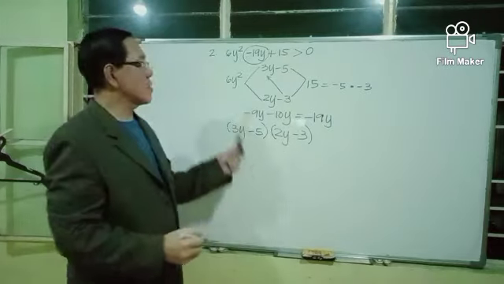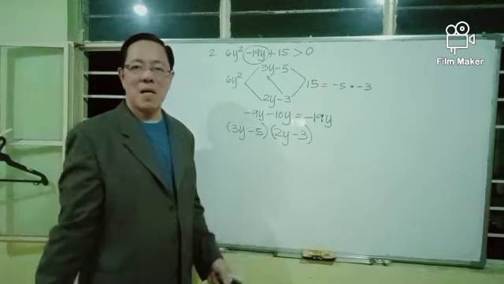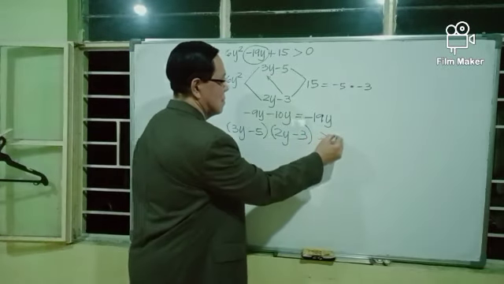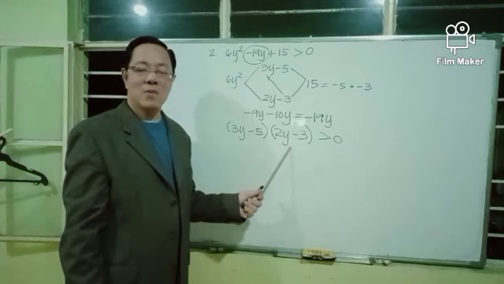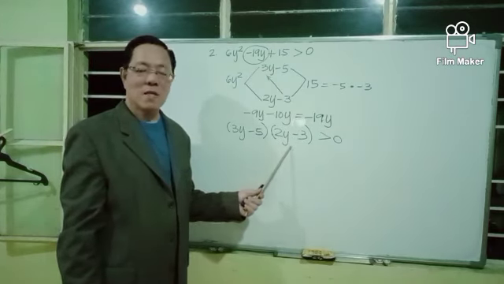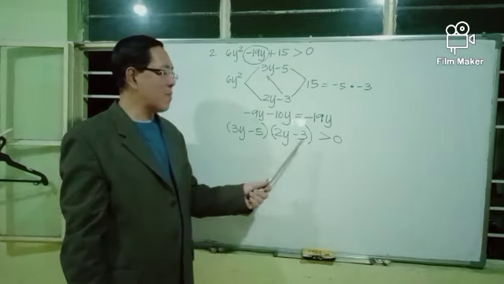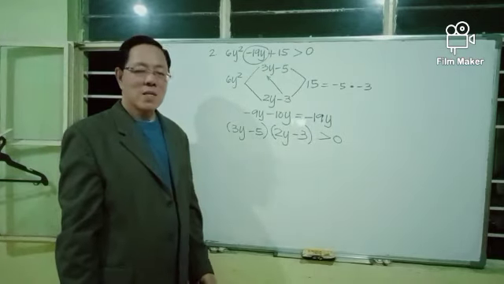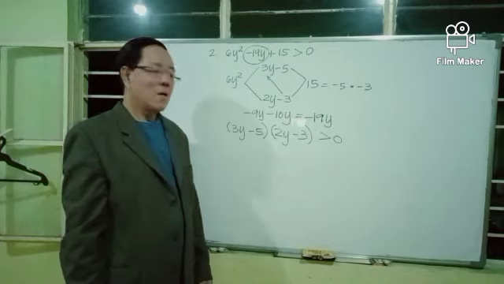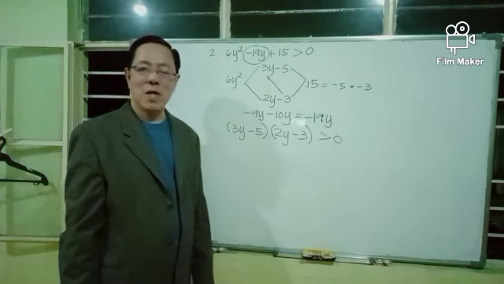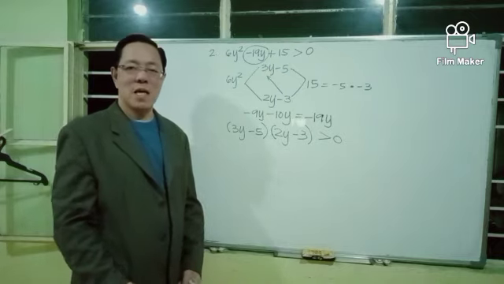And their product, which is equal to this quadratic expression, must be greater than 0 or positive. It is in this product that we would now consider two cases, because the product of two factors or two real numbers can be positive in two cases. One case is that both factors or both real numbers are positive, or both factors or both real numbers are negative or less than 0. We consider case 1.